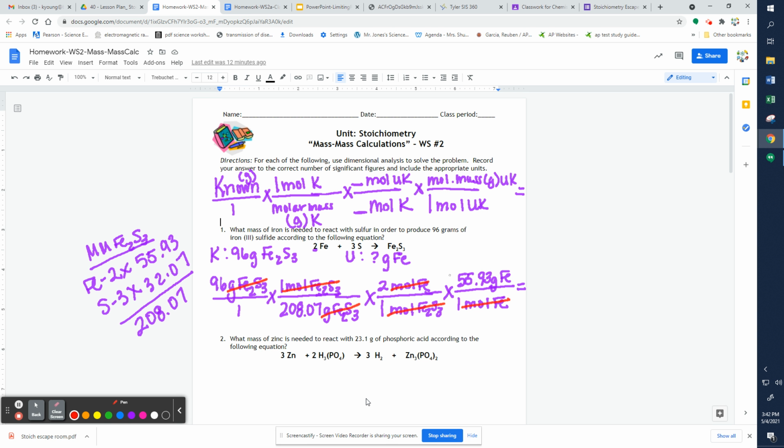If it is on top, you are going to multiply it. If it is on bottom, you are going to divide. So we have 96 divided by 208.07 times 2 times 55.93. Our answer, 51.61 grams of Fe.